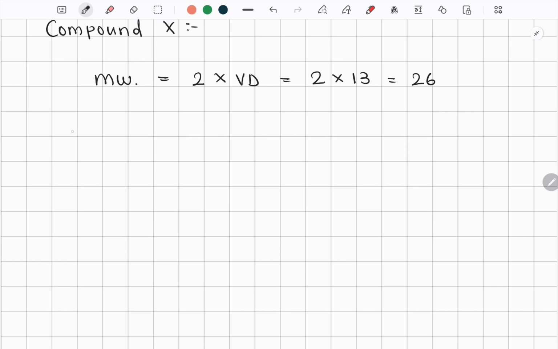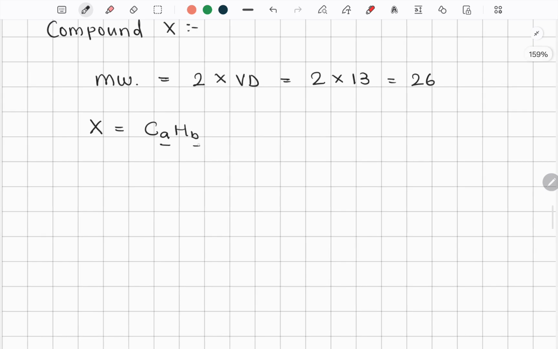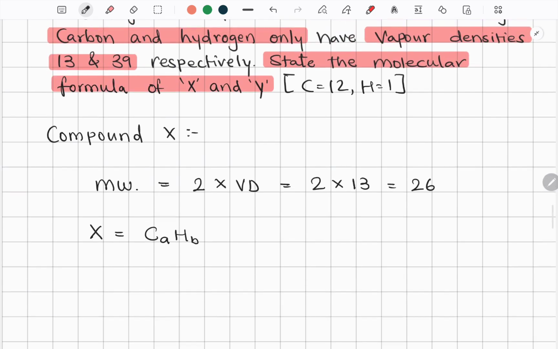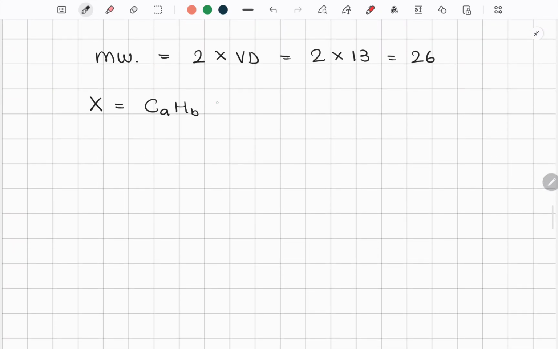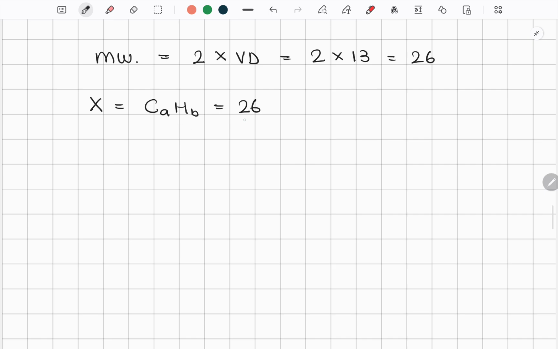So let me write down the molecular formula. Compound X is equal to CaHb. Assume it's CaHb, where we don't know the value of a and b, and that's what we have to calculate. If we know the values of a and b, then it would be the molecular formula which we have to calculate. Okay, but sir, how can we do it? It's very simple. We know the molecular weight. Yes, the molecular weight is 26. So we have to substitute values of a and b in order to get the exact value of 26.